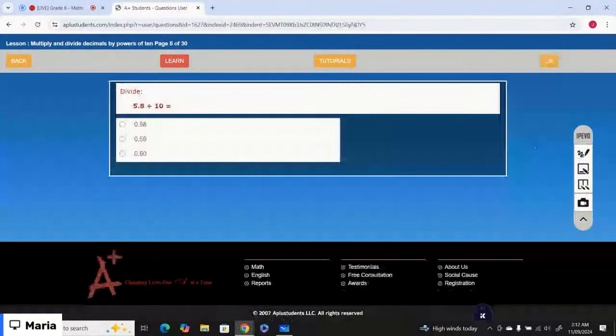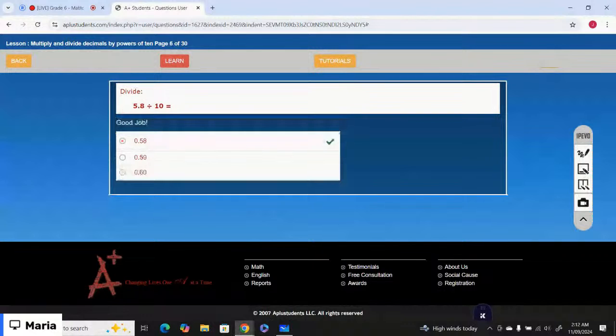Let's just move on to the next one, that is 5.8 divided by 10. So which option is the correct one when you divide by 10? You have to move the decimal point one place left. So that is option number 1, that is 0.58, the correct option.